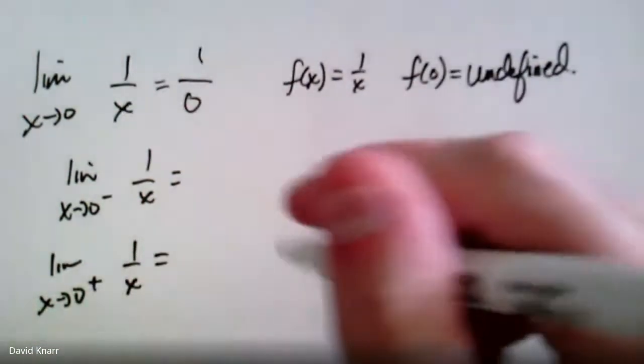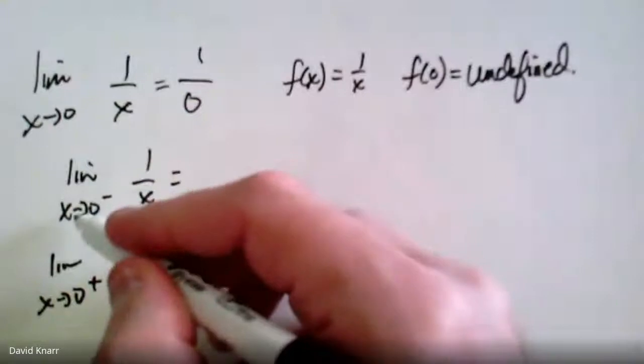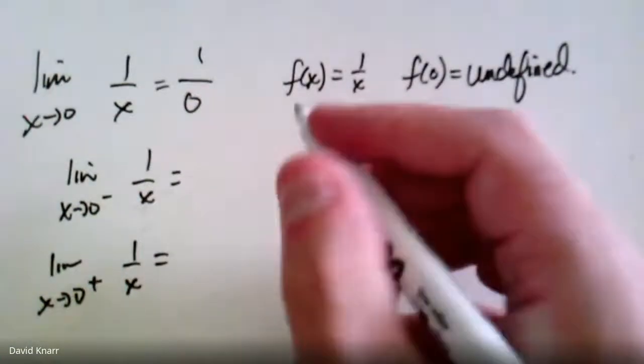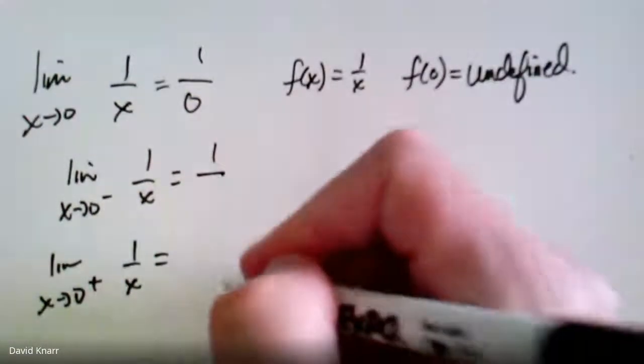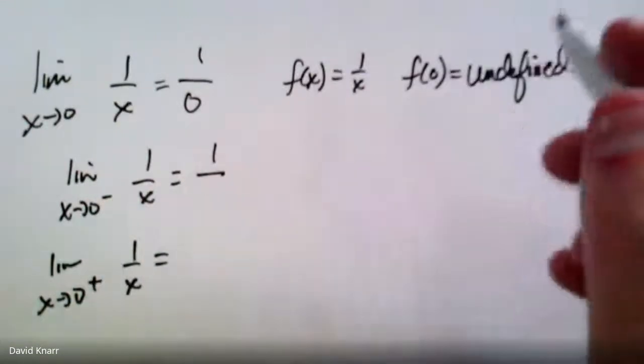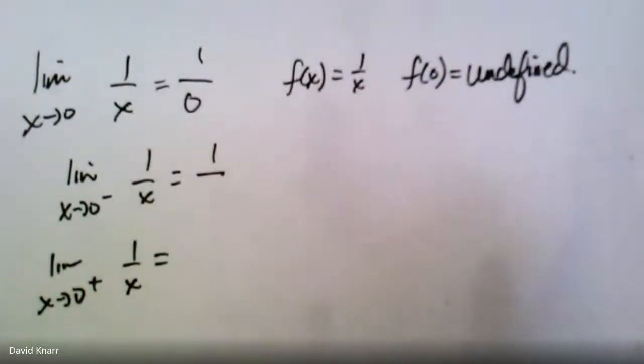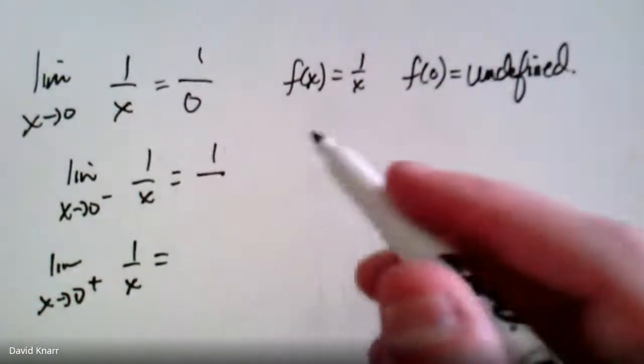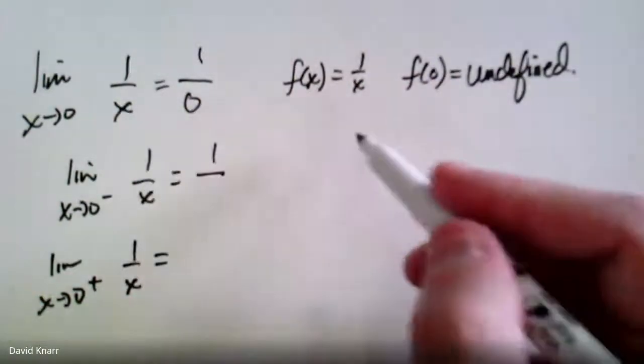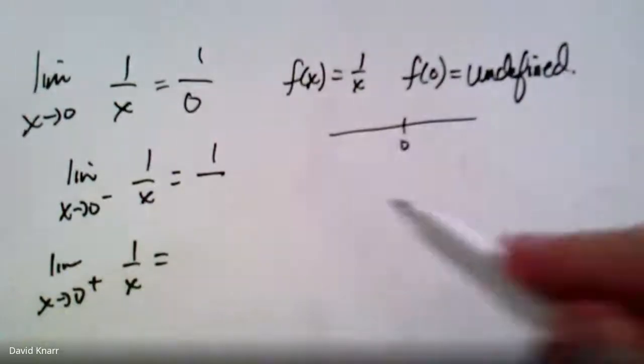All right, so now let's talk about what we get. The limit as x goes to 0 from the left of 1 over x. In the numerator, I get 1. In the denominator, what am I doing? That's what I need to understand, what is actually happening with the graph, or what is happening numerically. Well, let me put it here. So here's 0 on my number line.